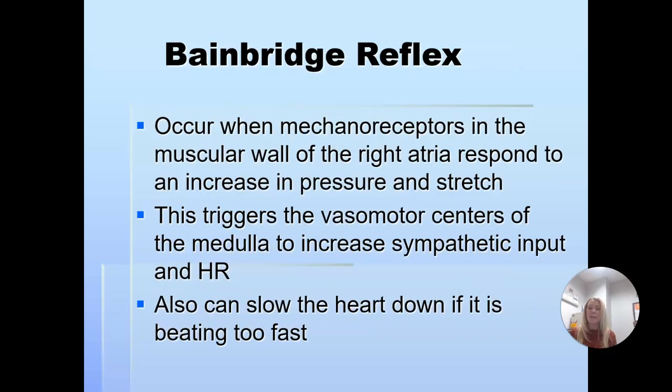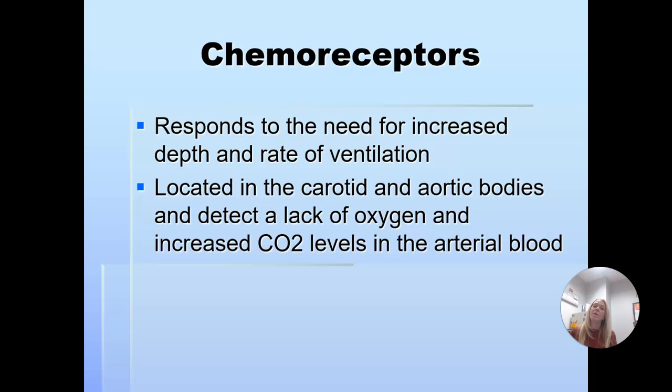The Bainbridge reflex is also known as the atrial reflex. There are mechanoreceptors in the wall of the right atrium that respond to an increase in pressure and stretch. So if it detects increased blood volume in the right atrium, it will increase your heart rate. It can also slow down the heart if it's beating too fast. So the Bainbridge reflex works with the baroreceptor reflex to help control and maintain heart rate and blood pressure.